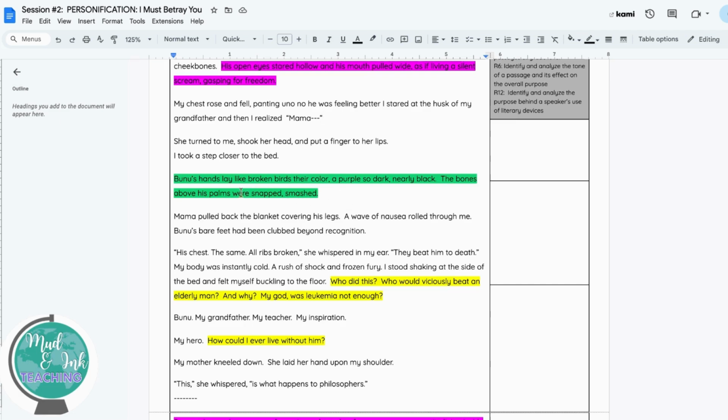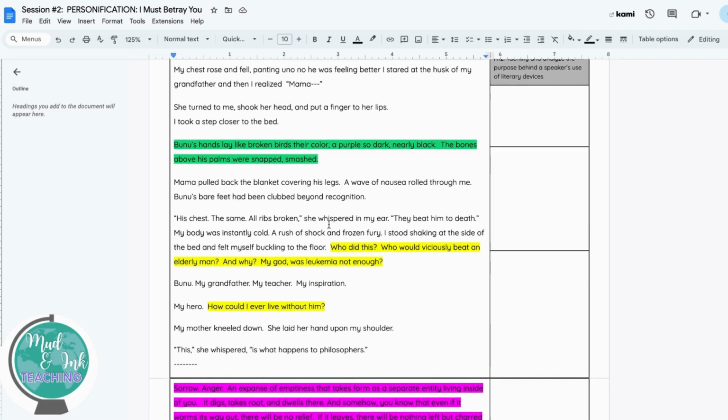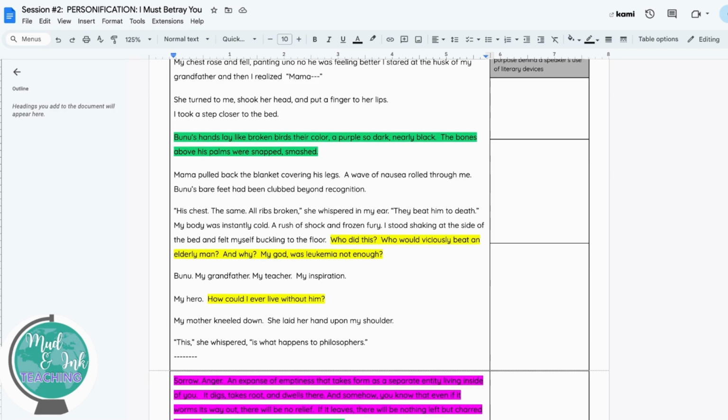All right, everything in his hands was smashed. Mama pulled back the blanket covering his legs. A wave of nausea rolled through me. Bunu's bare feet had been clubbed beyond recognition. His chest, the same, all ribs broken, she whispered in my ear. They beat him to death.